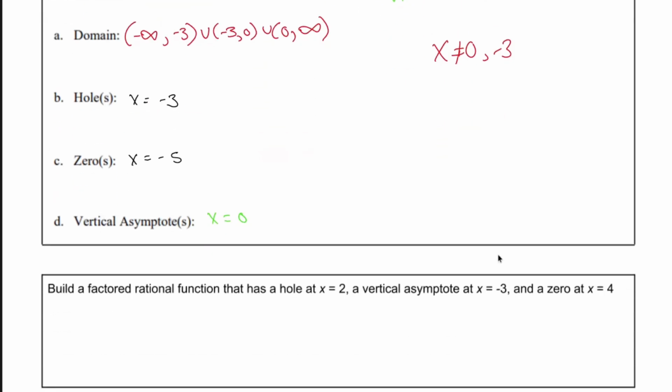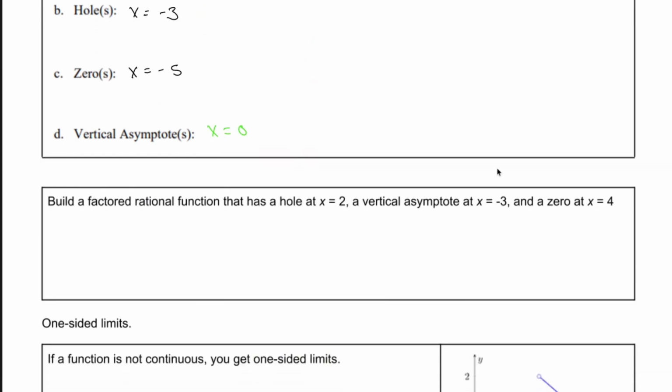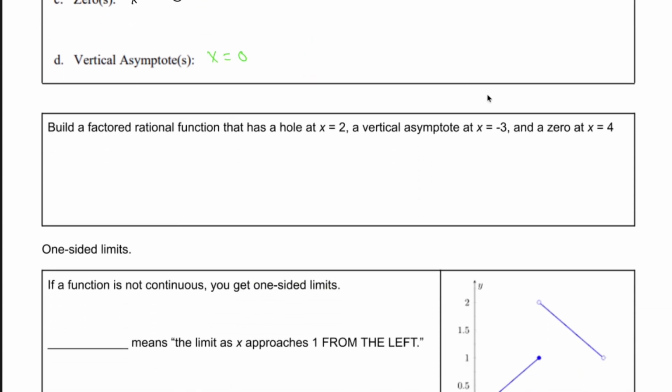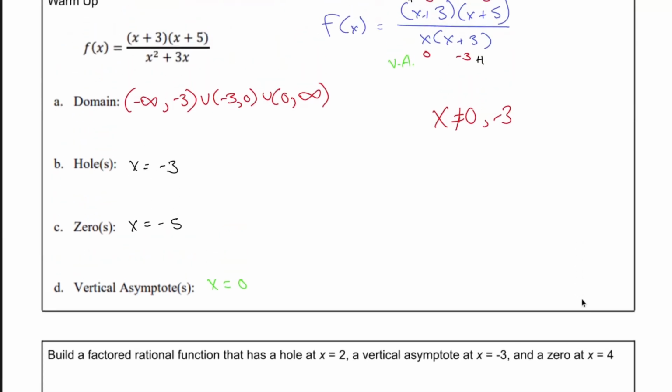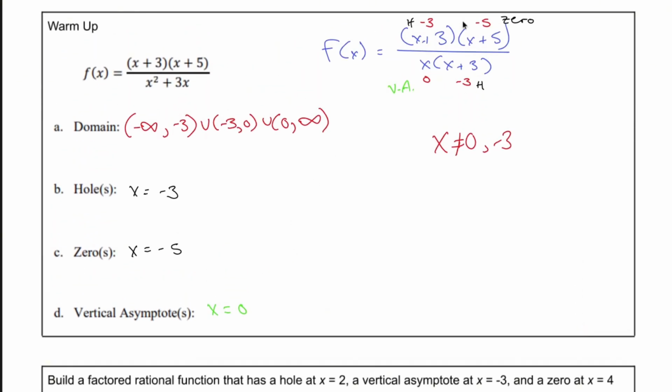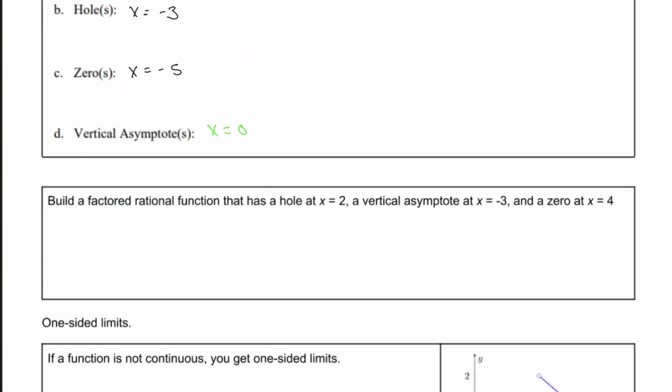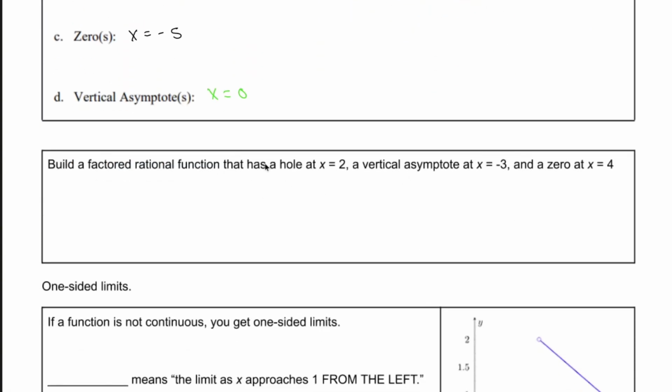And here is more stuff. Build a factored rational function that has a hole at x equals regular 2, a vertical asymptote at x equals -3, and a zero at 4. Well, hold on. We just did the backwards of that. I factored this and gave you the information. The information came from the magic numbers that we got when using the zero product property. Well, now I'm given the magic numbers. So I have to build the rational function.